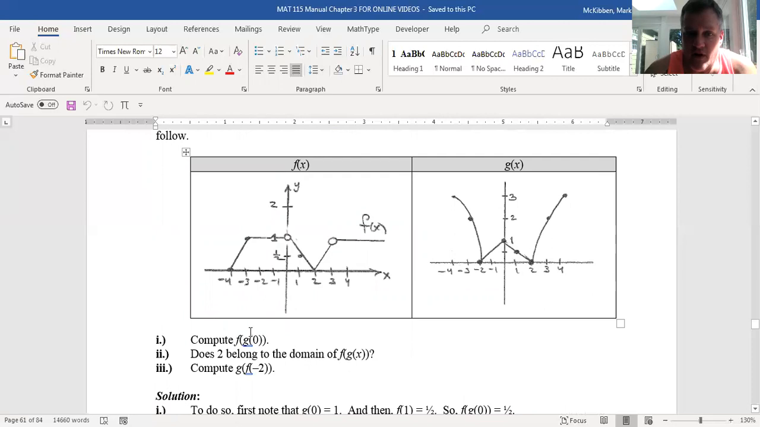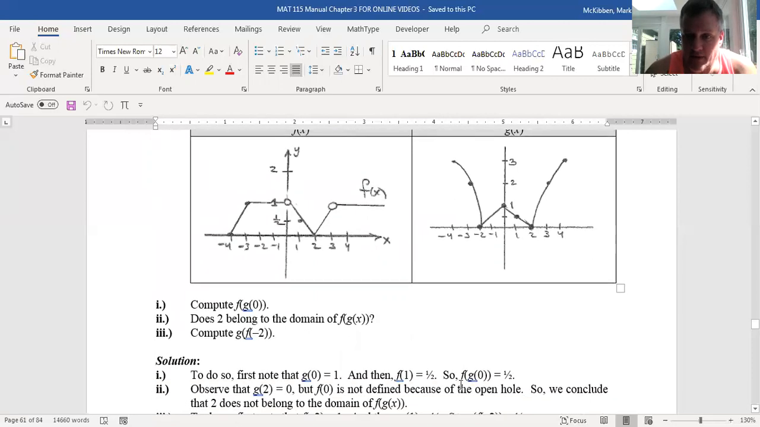And then f of 1 is a half, right? So it's the y value at that point, which is a half. And so f of g of 0 is 1/2, right? You always work your way from the inside outward with these. g of 0 is 1, then the outer function at that value is a half.